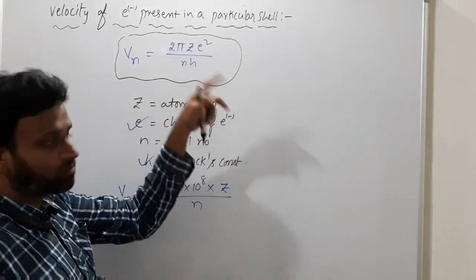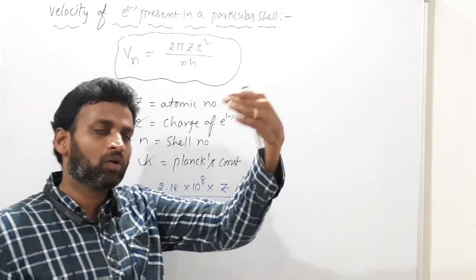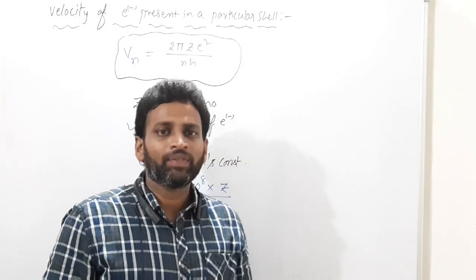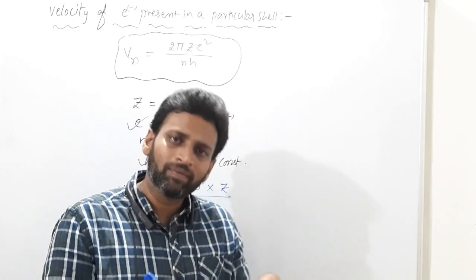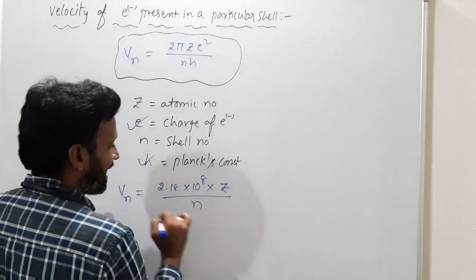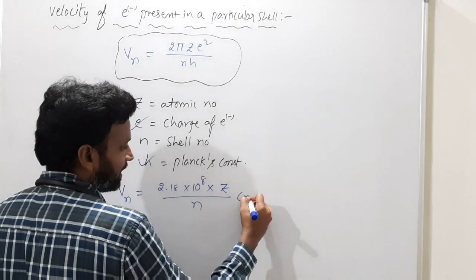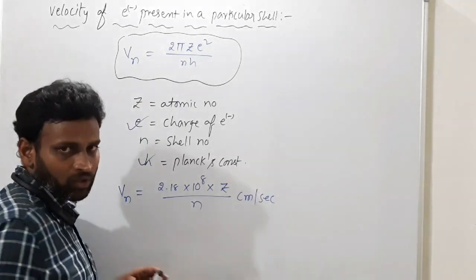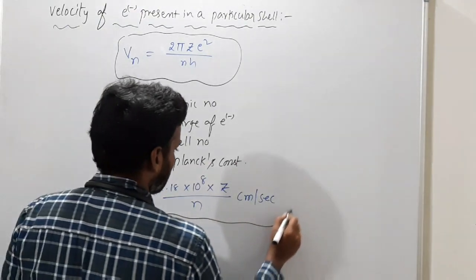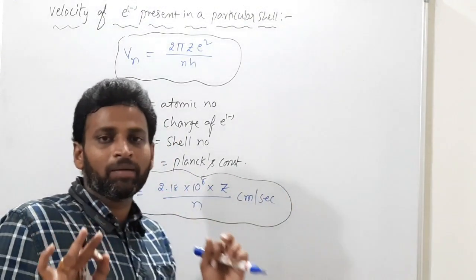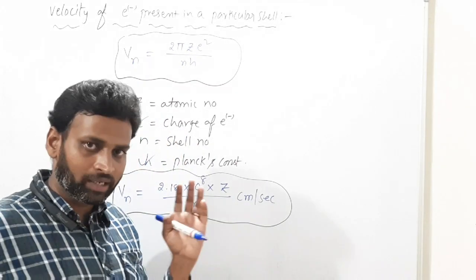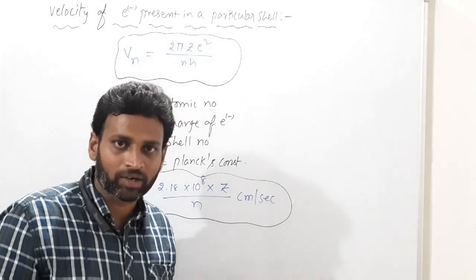This n value is a shell number. A particular electron is present in the M shell. What is its velocity? Which atom does that electron belong to? They will give you; you have no need to worry about that. Units are very important, and this is centimeter per second, speed units, centimeter per second or meter per second. So for the velocity of the nth orbit, please remember the simplified formula; that is enough for us. If you really want the derivation, it's very simple, I'll give you later.